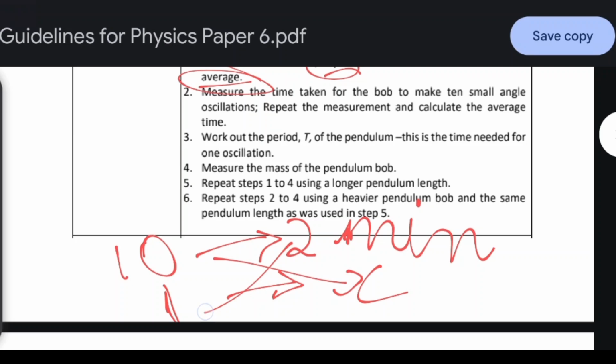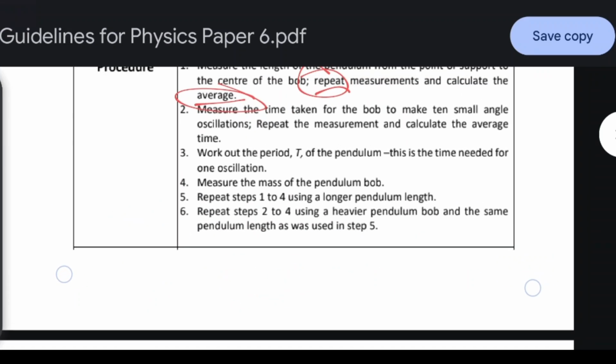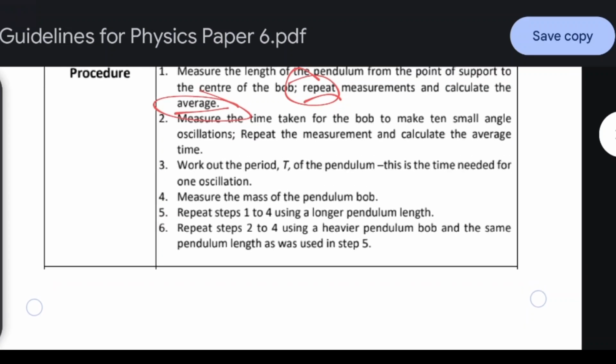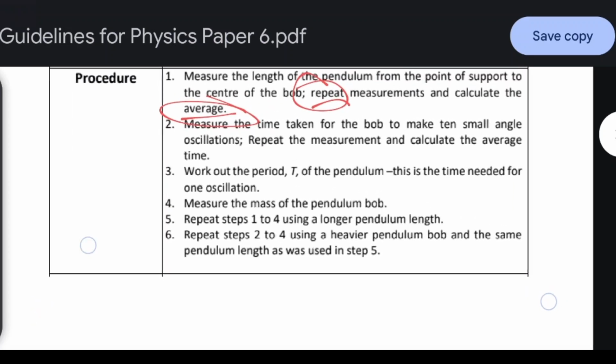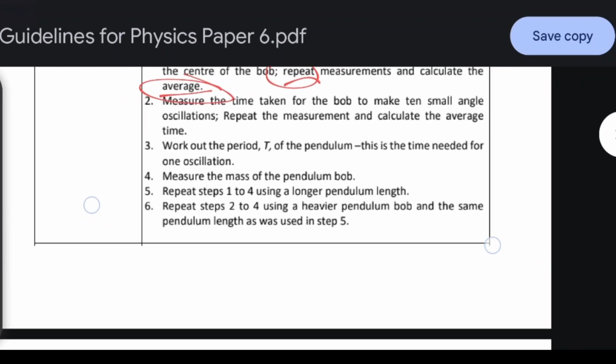So you do cross multiply. 10x is equal to 2. So x is equal to 2 divided by 10. So 2 divided by 10, that's how you find the time period for 1 oscillation. So you basically divide the time by the number of oscillations you take. 10 is basically to improve the accuracy and to reduce the percentage error. We'll see those questions now.